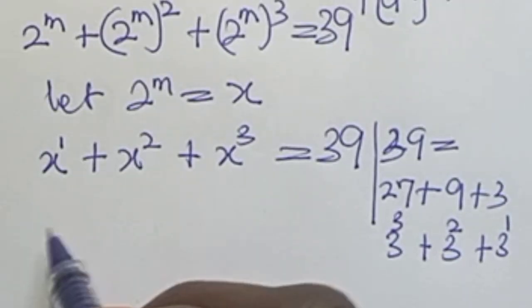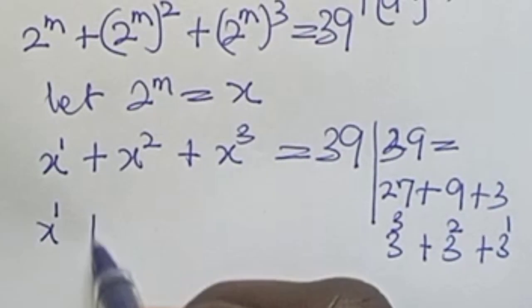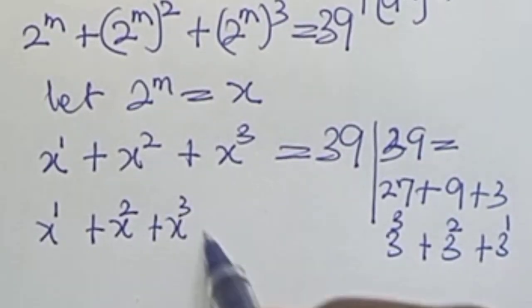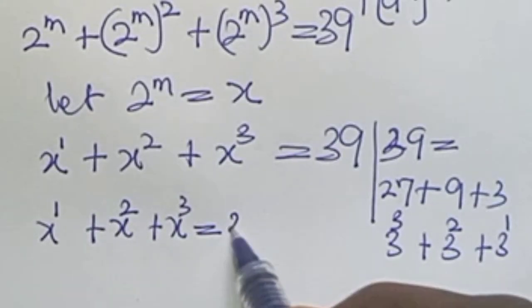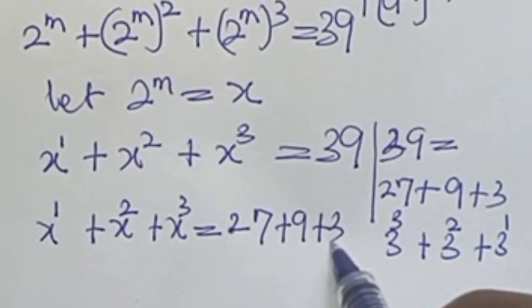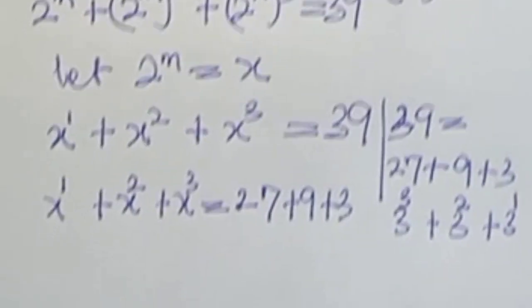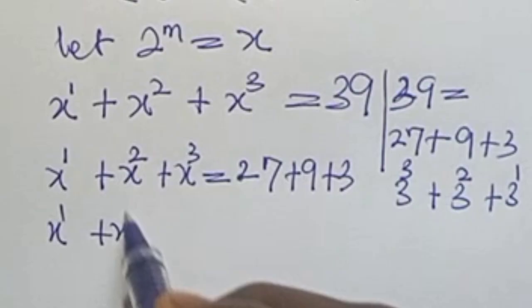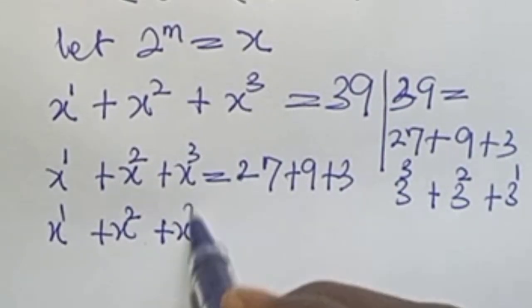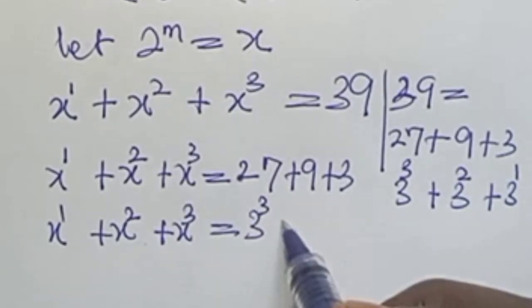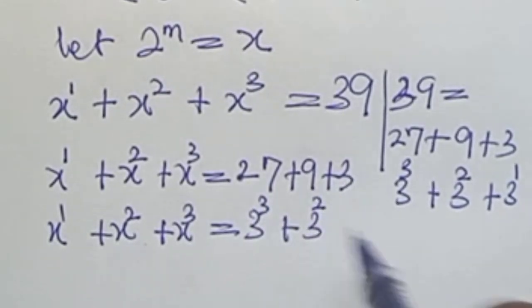Our equation will become x to the power of 1 plus x to the power of 2 plus x to the power of 3 equal to 27 plus 9 plus 3. This is the same thing as x^1 plus x^2 plus x^3 equals 3^3 plus 3^2 plus 3^1.